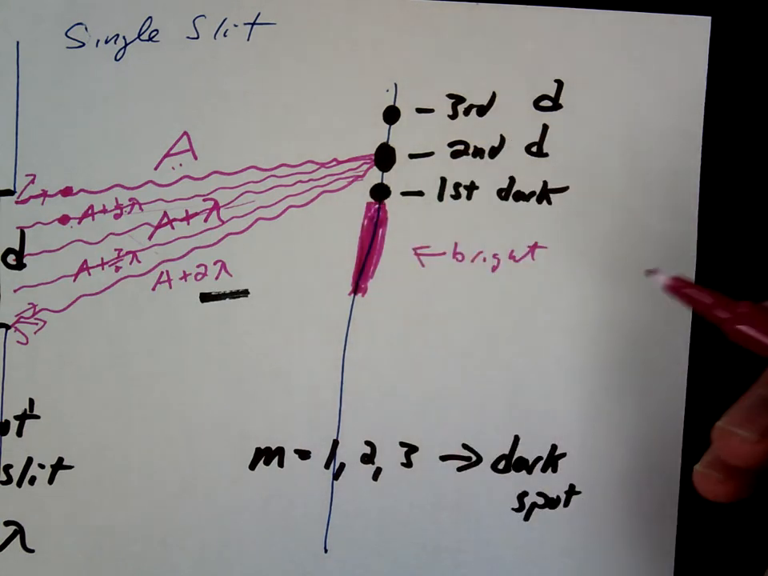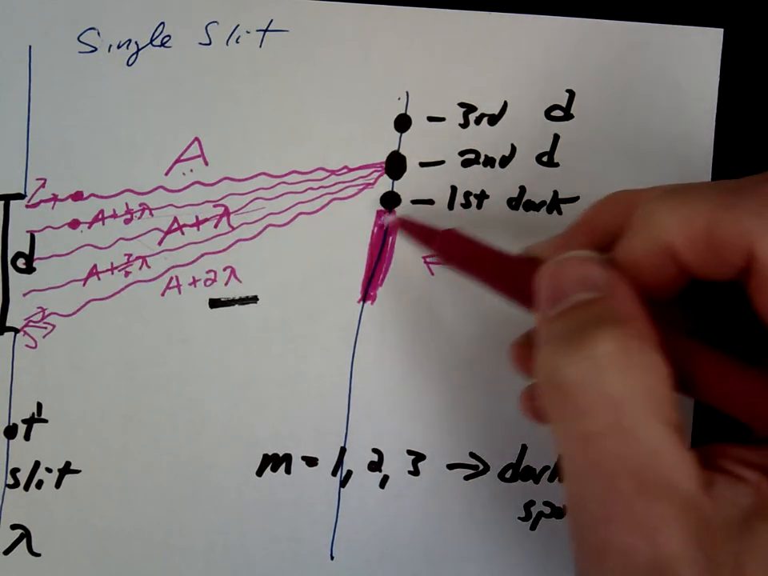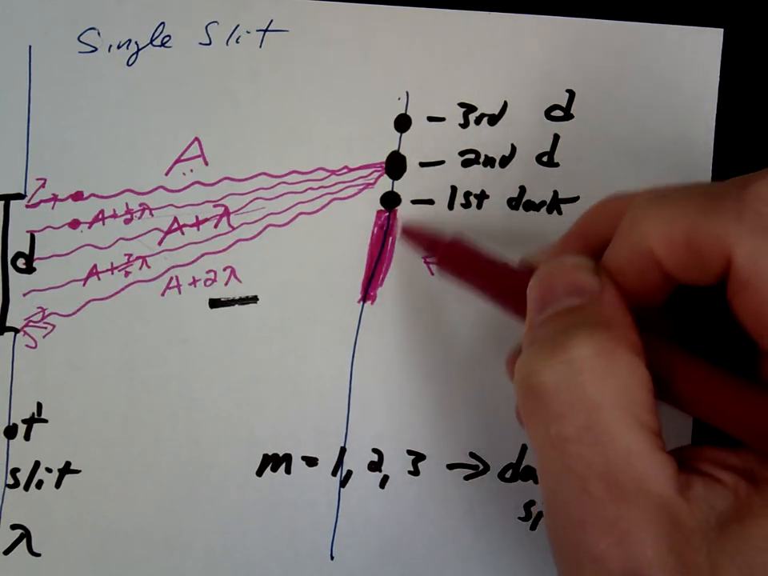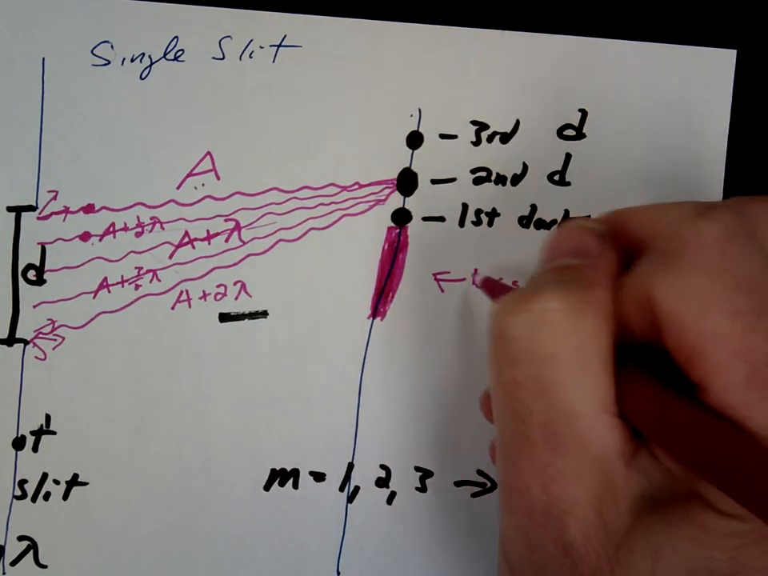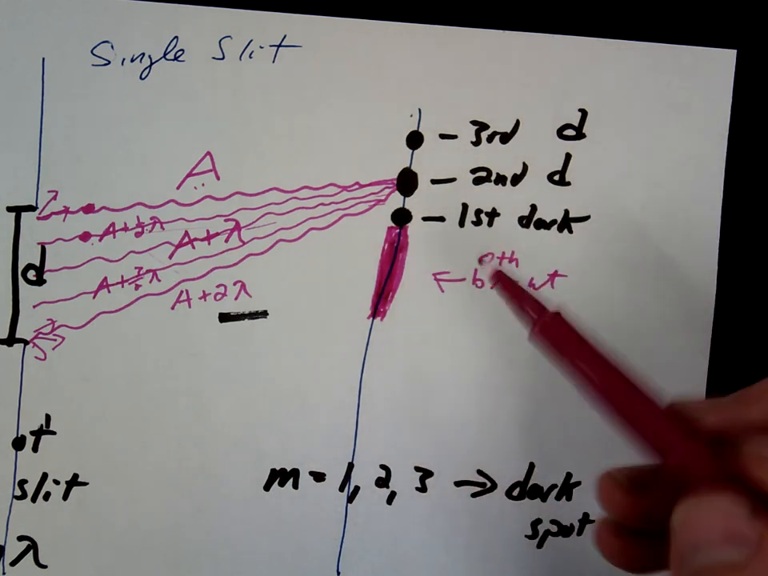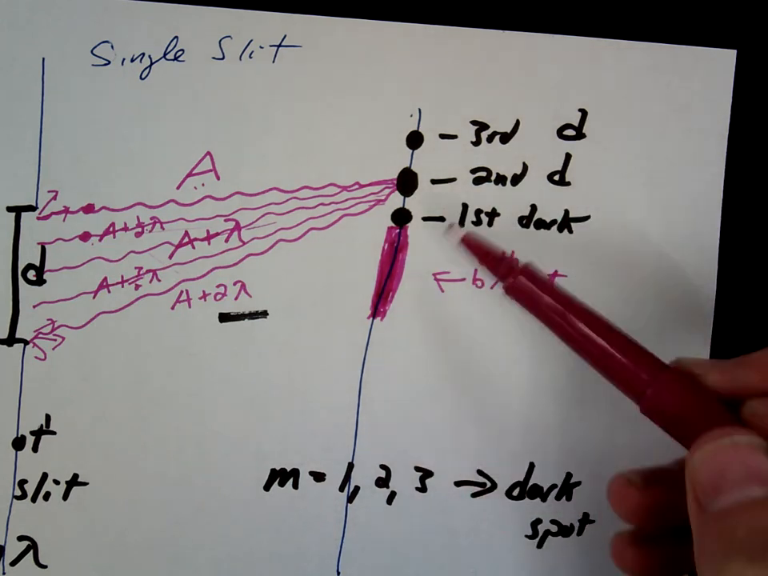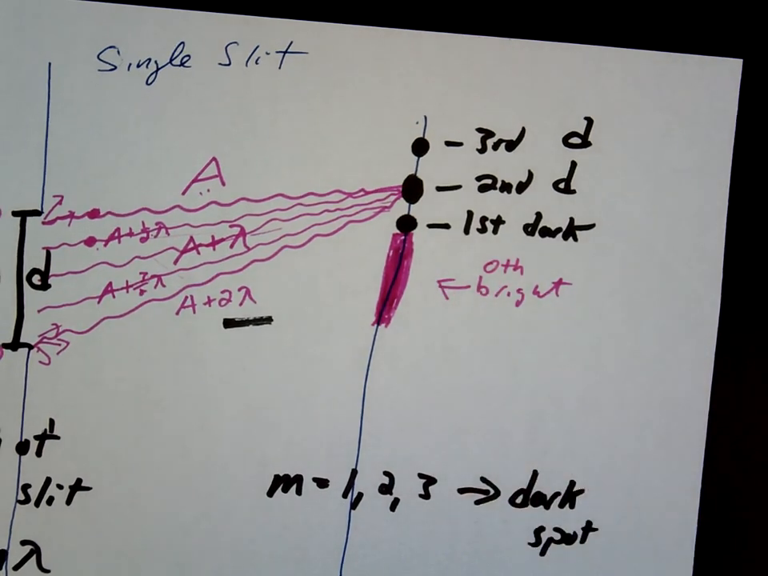At the first dark spot. So the first bright spot will end at the first dark spot. Okay, so let's look at where, I said first, we should say what the 0 is. The central, usually for single slits they call it the central bright spot. So the central bright spot is going to end at the first dark spot.